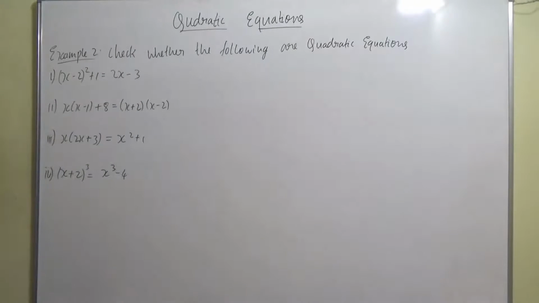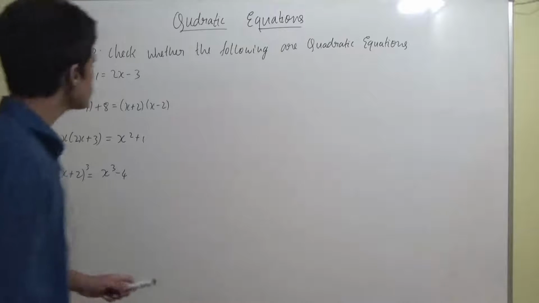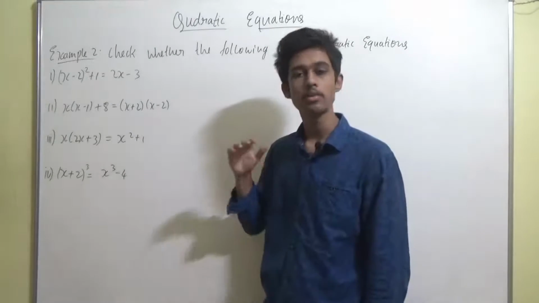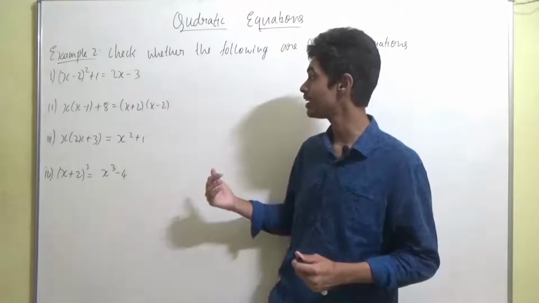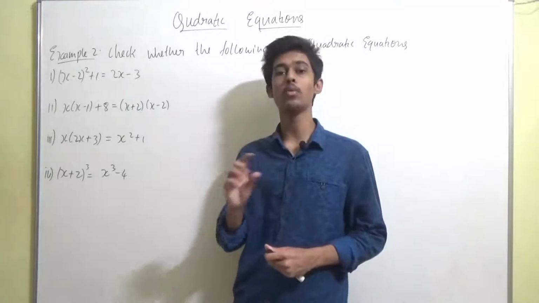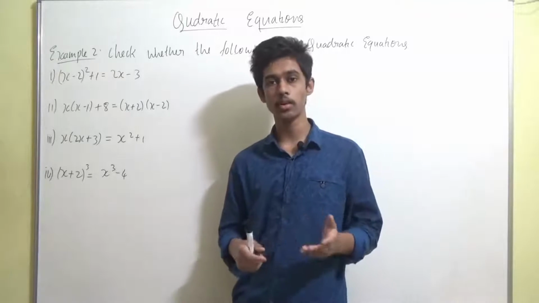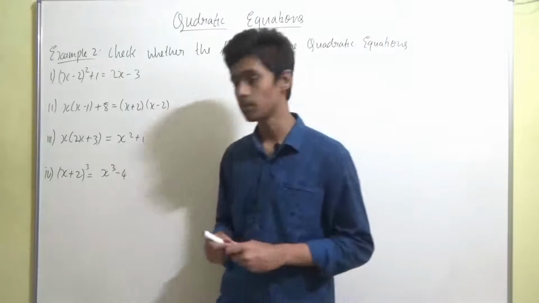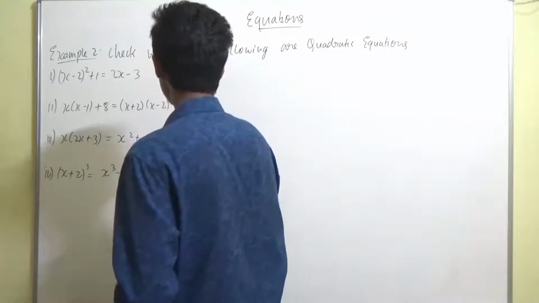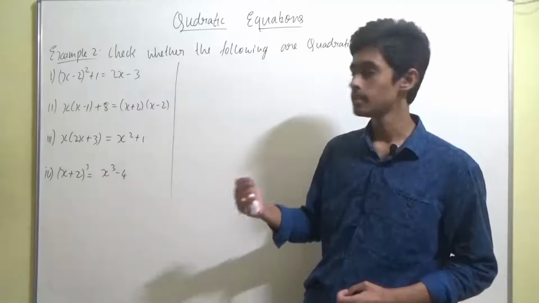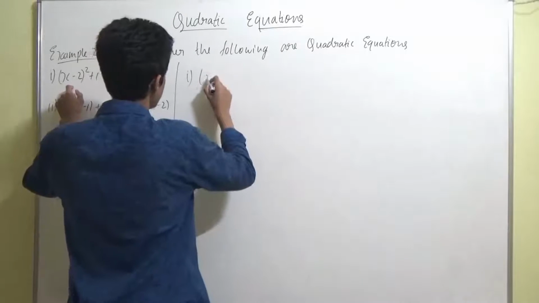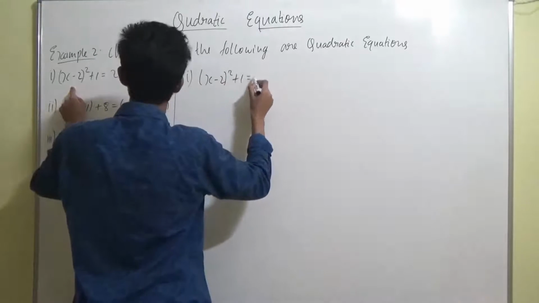Okay, guys, now in example 2 they are asking us to check whether the following are quadratic equations. So they have given us 4 sub questions, guys. So what we have to do is just expand them. Getting it? We have to just expand them and see if the highest degree in x is 2, whether it's a quadratic equation. If it's not a quadratic equation, you're going to say that it's not a quadratic equation, and if it's a quadratic equation, you'll say yes, it's a quadratic equation. As simple as that, guys. So let's take each and every sub question one by one and analyze whether it's a quadratic equation or not. So let's take the first, right?